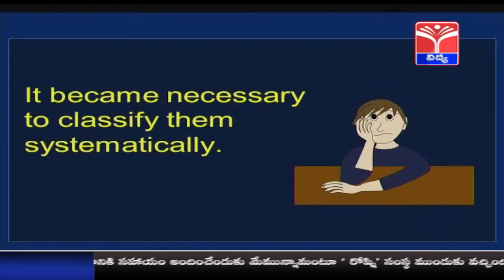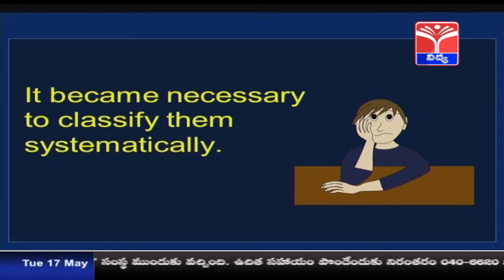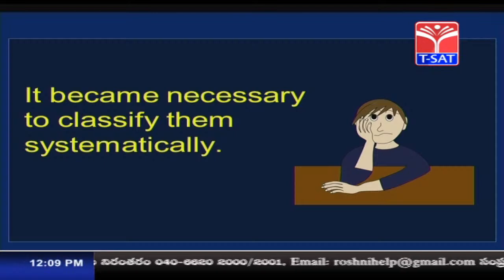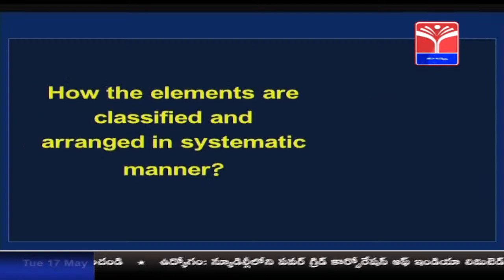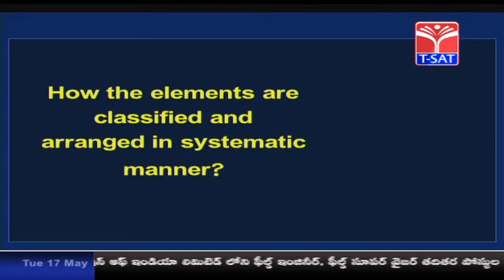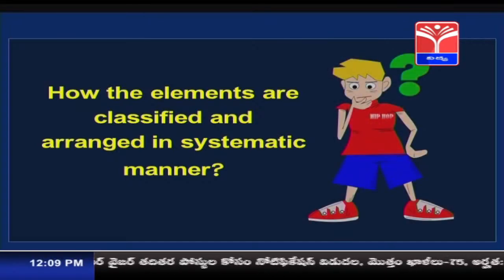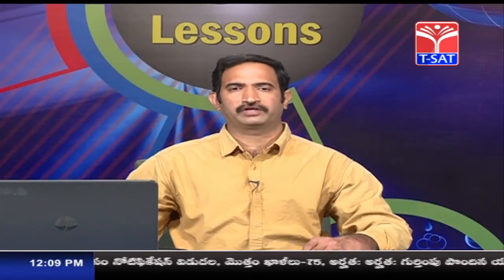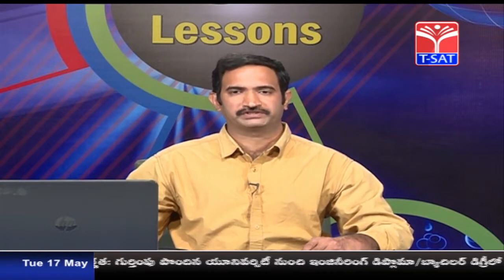Now, it became necessary to classify them systematically. Now, all elements should be classified. Therefore, we should find some criteria to find the chemical behavior of an element. We can remember them very easily along with their properties. How are the elements classified and arranged in a systematic manner? Now, all chemists discovered the elements and their compounds.